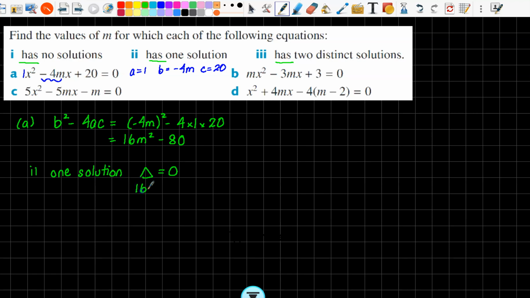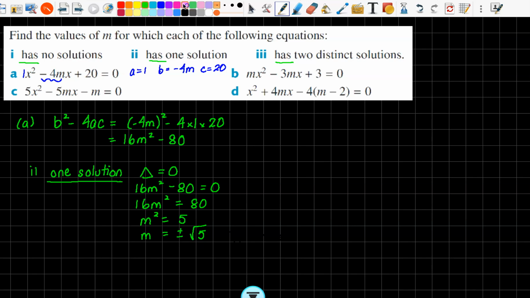In other words, when 16m squared take 80 equals 0. So 16m squared, pop the 80 on the other side. You know what's going on here. We're going to get rid of the times 16 by dividing, and we'll then get rid of the squared by square rooting. And please again remember, when we square root, we get a plus or a minus answer. So that we will have one solution. In other words, the discriminant will equal 0 when m equals plus or minus root 5.